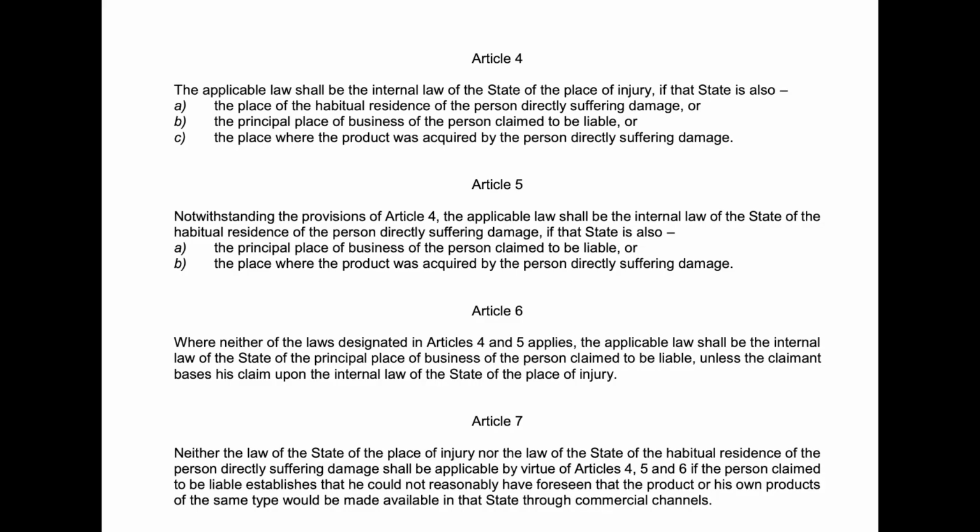In another case, we are going to apply the law of the principal place of business of the person claimed to be liable. So at the end, when it's not possible to prove this provision, because the burden of proof is on the person claimed to be liable, when this person proves that he couldn't foresee this introduction in the market, then we are going to apply the law of the principal place of business of the person claimed to be liable.